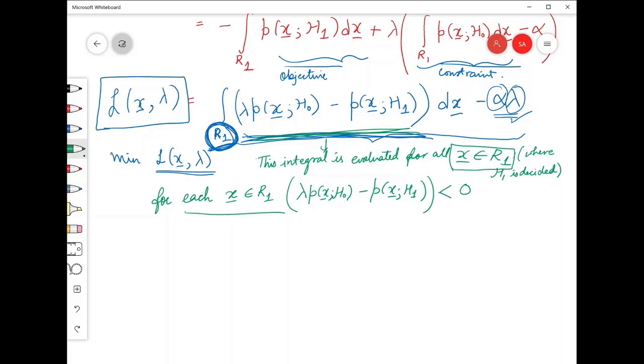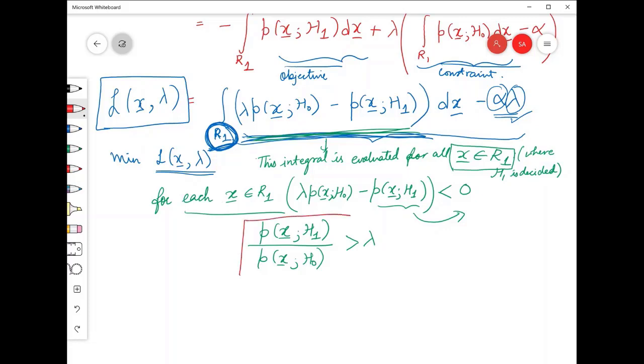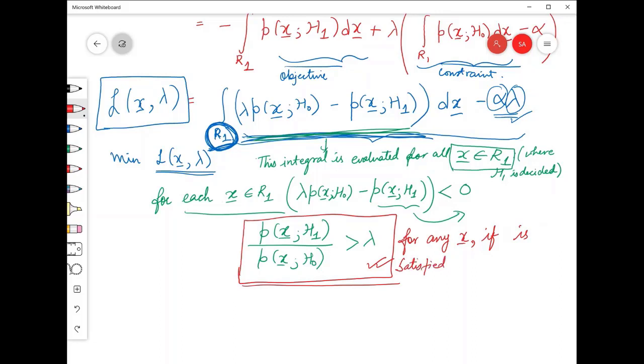All right. So if I solve this, let me take this to the other side and do the division. You can see that it comes out to be probability of x given h1 divided by probability of x given h0 is greater than lambda. So if this condition is satisfied for any x, then x belongs to R1.